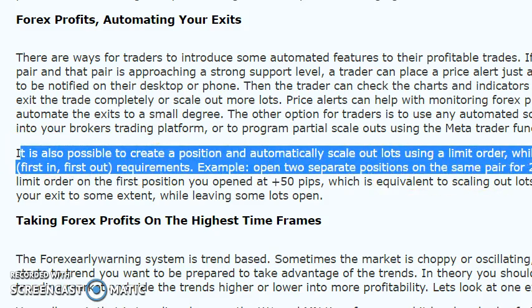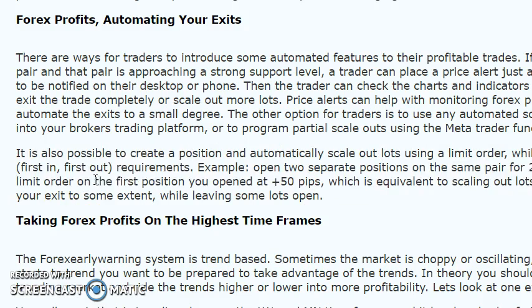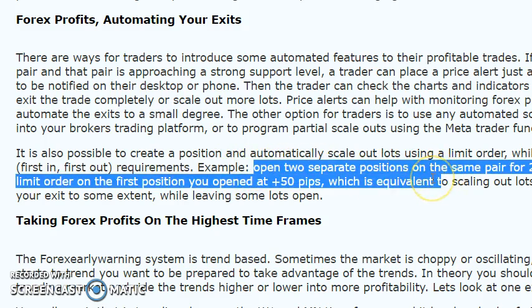Also, if you want to comply with the first in, first out regulations, you can basically just open up 2 separate positions on the same pair, and then you can set a limit order on the first position. So that way you're scaling out half your position that's split up into 2 pieces, and then you're using a full limit order on one of the positions to scale out lots. So you would actually open up 2 separate positions and then set a limit order on one of those 2 positions, and one of those 2 positions can be more than 1 lot.